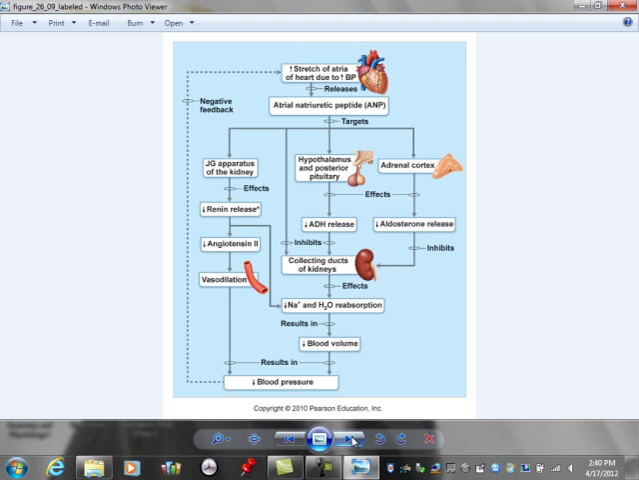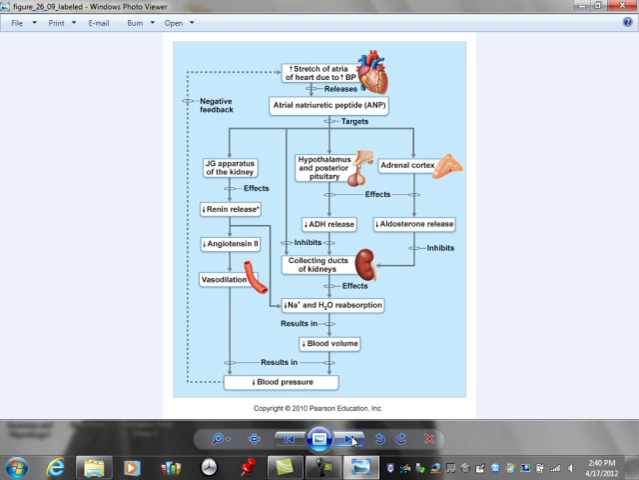Look at the decreased stretch of the atria. It is going to cause the release of ANP. And what are the effects of ANP? What do I have to do to decrease pressure in the system? We've been talking about increasing it forever. Now I got to get rid of more water so that I can decrease pressure in the system.